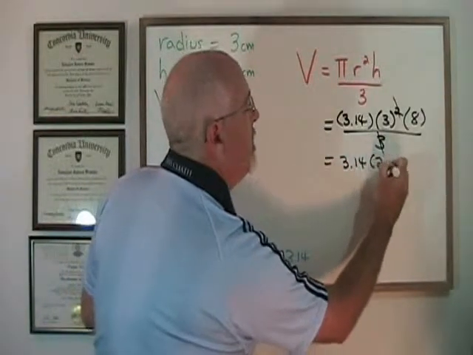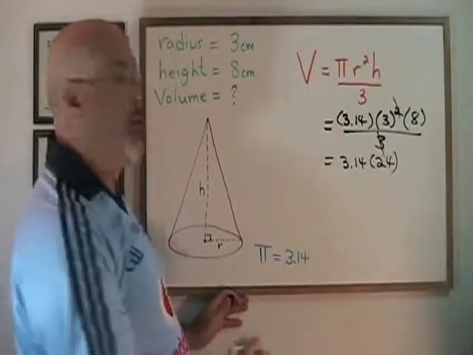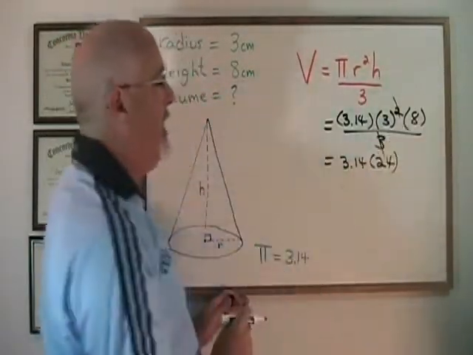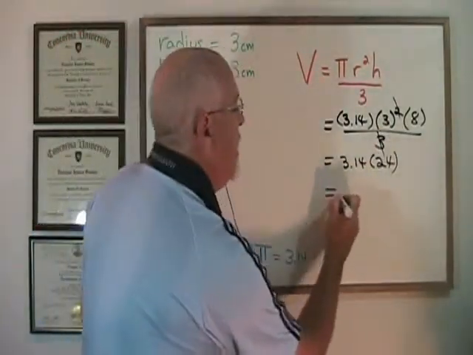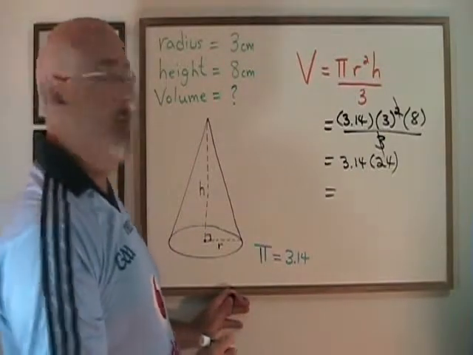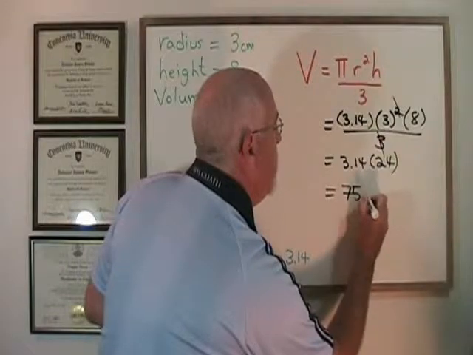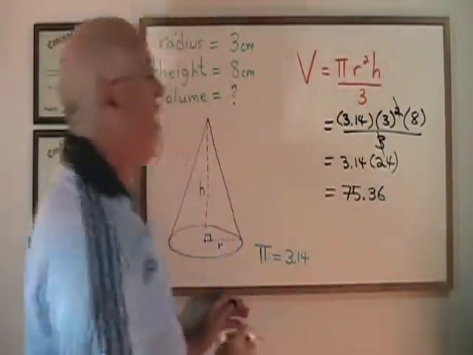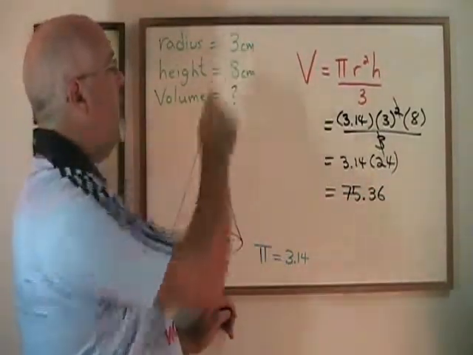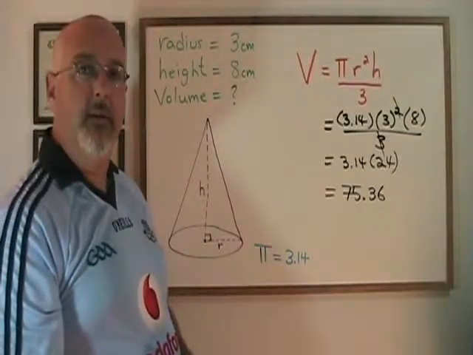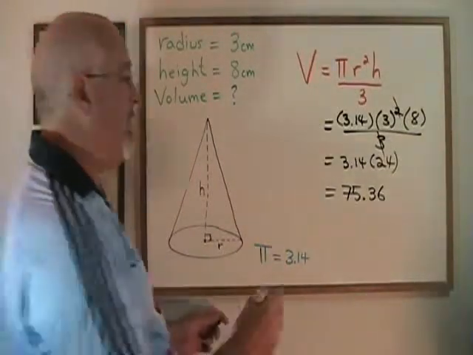3.14 times 24. The 24 is the result of this 3 multiplied by the 8. And 3.14 times 24 is equal to 75.36. Because the distances were given in centimeters, volume is going to be centimeters cubed.